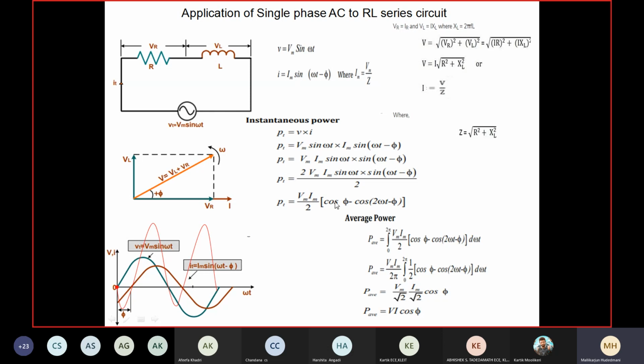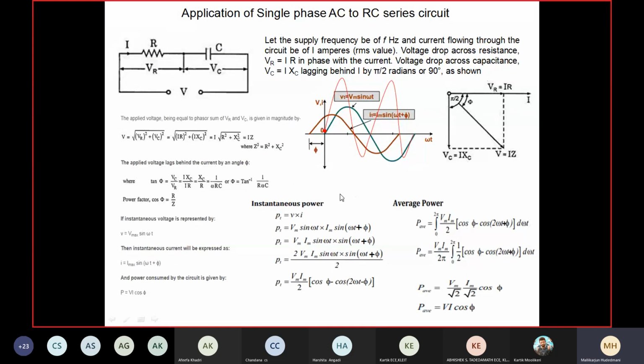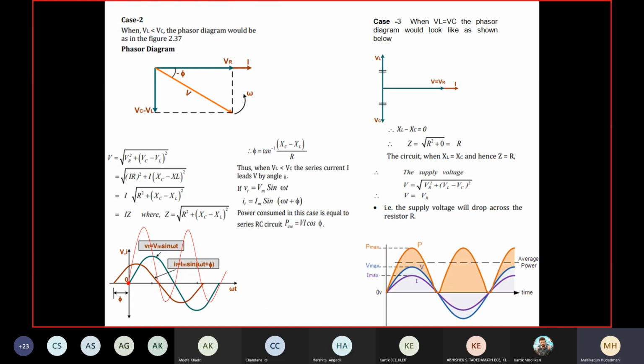You can see it here. The same derivation I need to present. Therefore, we need to be very careful. If you know a single case of RLC, you can understand RL and RC. If you understand RL and RC, you understand RLC. So this is a very lengthy process, but a very easy, systematic process.